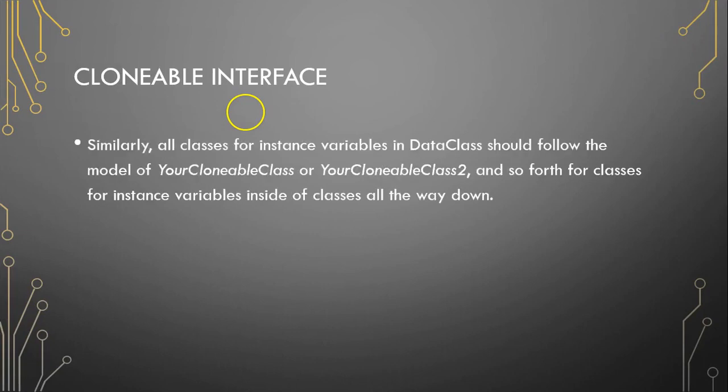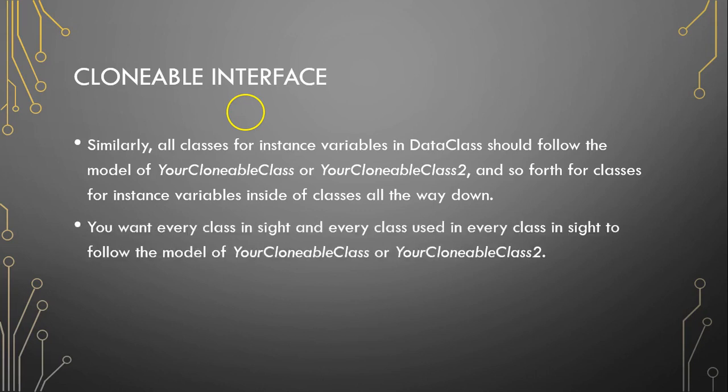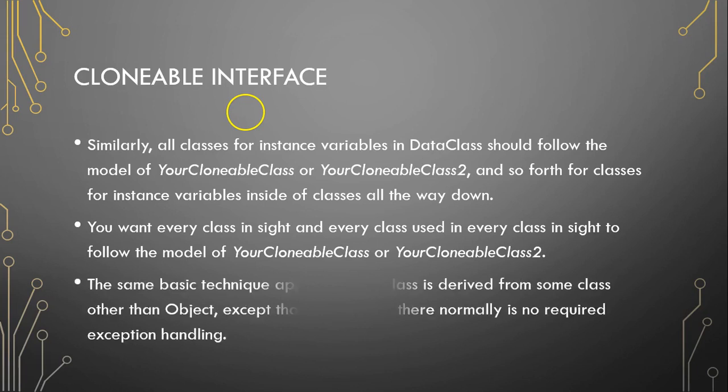So similarly, all classes for instance variables in DataClass should follow the model of YourCloneableClass or YourCloneableClass2, and so forth for classes for instance variables inside of classes all the way down. You want every class in sight and every class used in every class in sight to follow the model of YourCloneableClass or YourCloneableClass2. The same basic technique applies if your class is derived from some class other than Object, except that in this case, there's normally no required exception handling.